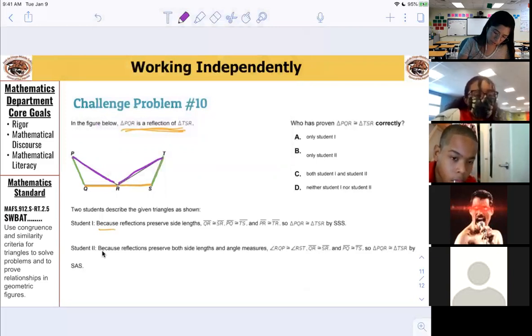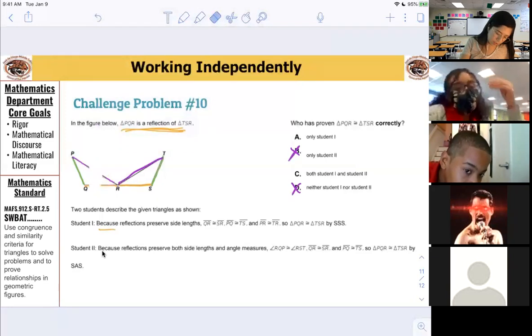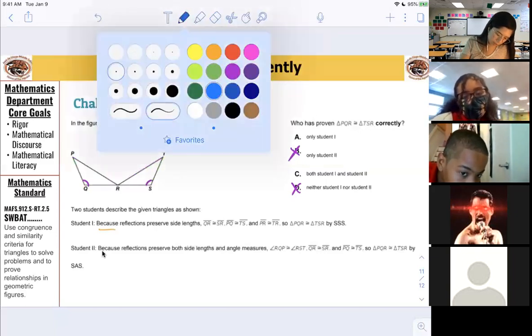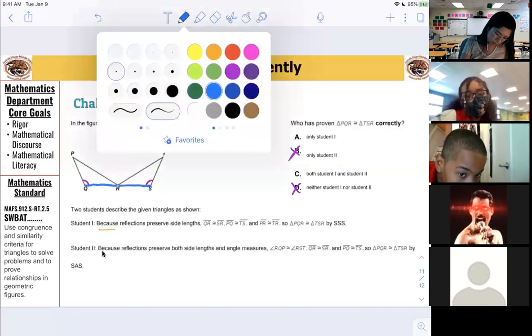Yes. Good. So what answer choice can I get rid of? D and B. Good. Student 2 says, because reflections preserve both side length and angle measures, RQP is congruent to RST. QR is congruent to SR, and PQ is congruent to TS. And so they're saying that this is true because of SAS.